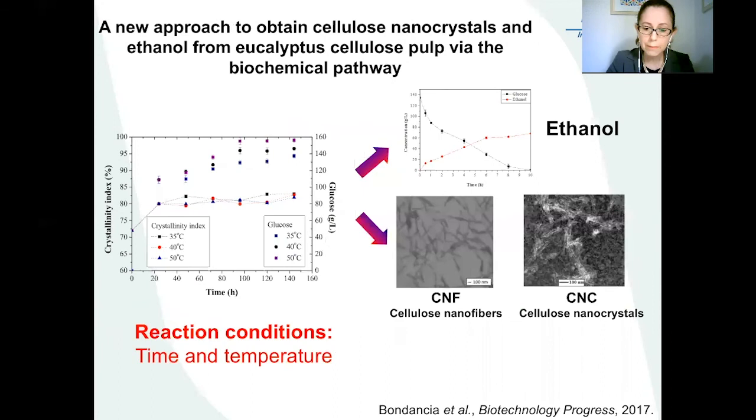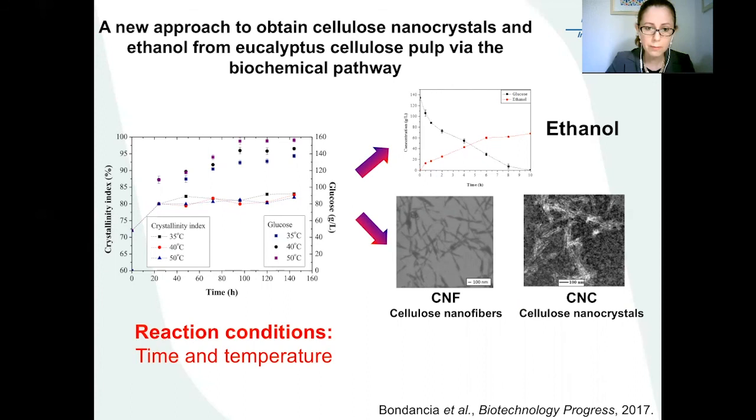And once this condition was defined, the strategy was to continue manipulating the reaction conditions, such as time and temperature, so that we could obtain at the end of the reaction cellulose nanocrystals, associated with glucose concentration in an amount sufficient to use in the process of ethanol fermentation.